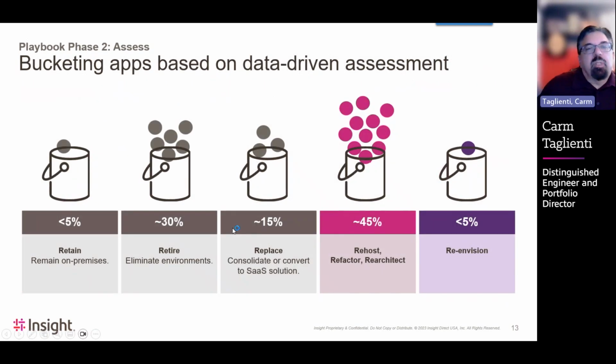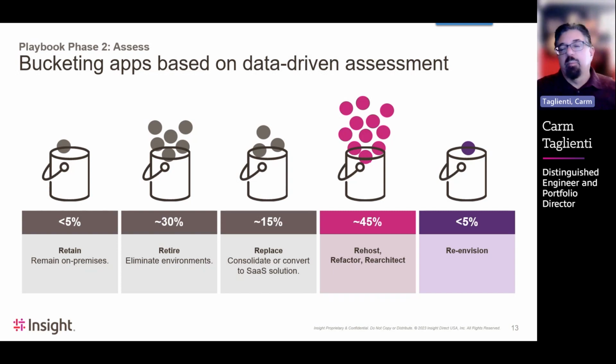So once we've gotten through this categorization, now we can actually get real about what we're going to do with these. And usually the distribution that we would see is somewhere in the neighborhood of these percentages that I provided here. This is not specific to all organizations, but in general, you would see probably close to half of them being rehosted, refactored, or re-architected, because in most cases, you are using a good percentage of your current applications. They may not be addressing the specific business goals or needs.